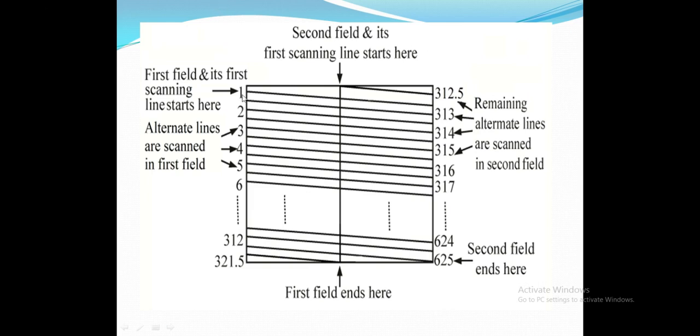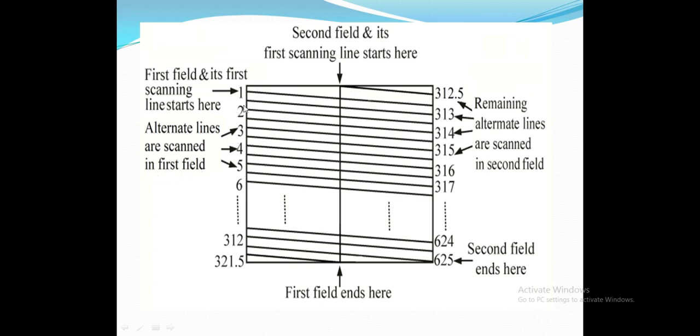So see here, this is the first field and it's the first scanning, okay. So here the lines start here. The first line starts here, okay, 1. After that, alternate line. Okay, the second will be skipped. Alternate line, third. So alternate lines are scanned in the first field.